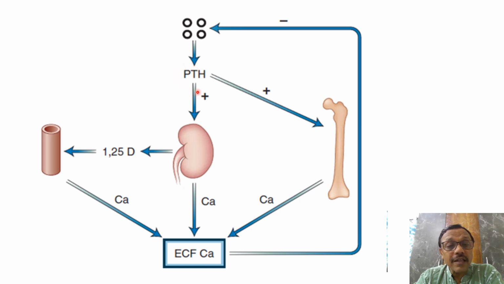Now this parathyroid hormone does not have a direct effect in the intestine; rather it acts through the kidney. So this will stimulate the kidney to form a large amount of vitamin D3, the active form of vitamin D, and this active form of vitamin D will increase the absorption of calcium from the intestine, thereby increasing the low amount of calcium in the plasma.